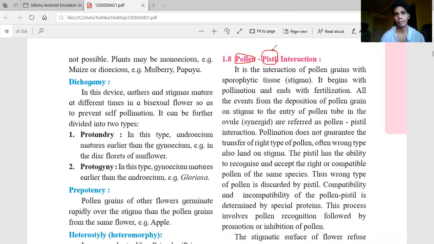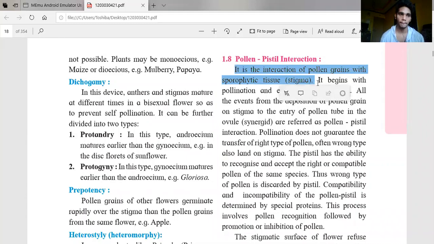Let's talk about that. It is the interaction of a pollen grain with the sporophytic tissue, that is the stigma. Sporophytic tissue is the stigma. As we mentioned, the stigma has a sticky liquid. On that, pollen grains get deposited because of the stickiness, the mucilage present in it.